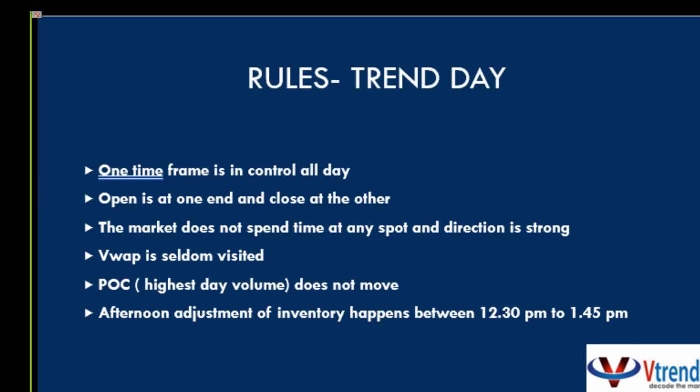Even an indicator like VWAP is not valid for this particular day, because it will never be visited. The POC, the highest day volume we spoke about, does not move. Why does the POC not move on a trend day? Anyone? Because the market is not spending time at a particular place, which is why the POC does not move.